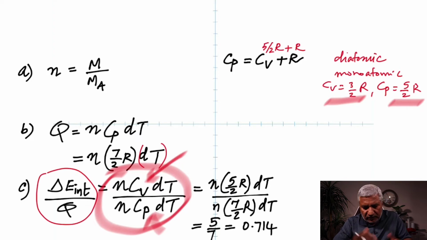And therefore, the n's will cancel out, the dT's will cancel out, and the R will also cancel out, and you will be left with 5 by 7, which is 0.714. So for all of us, the answer will be the same.